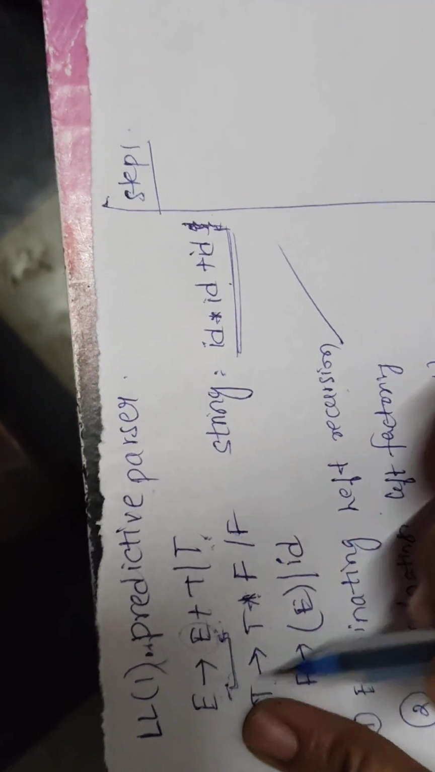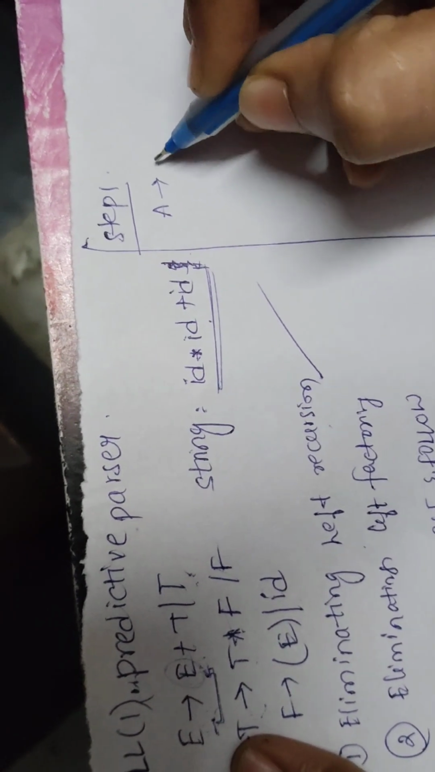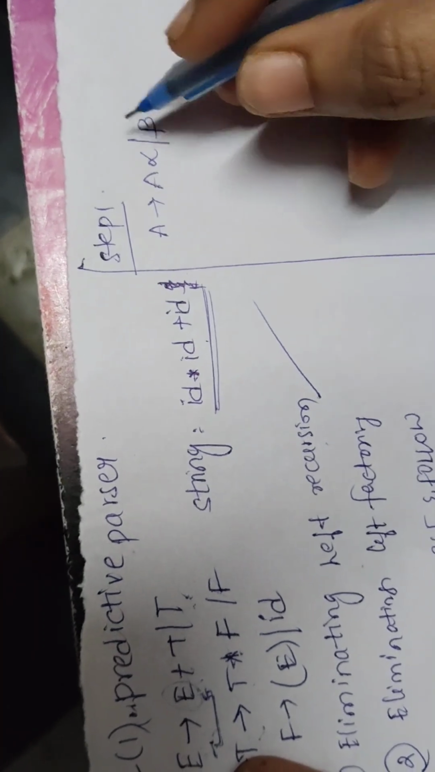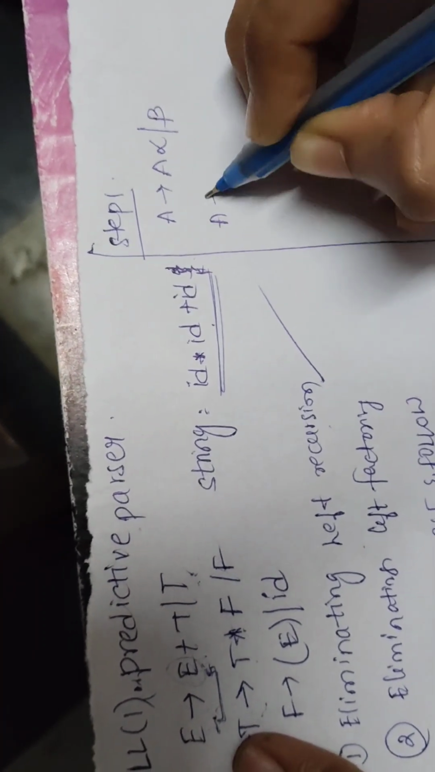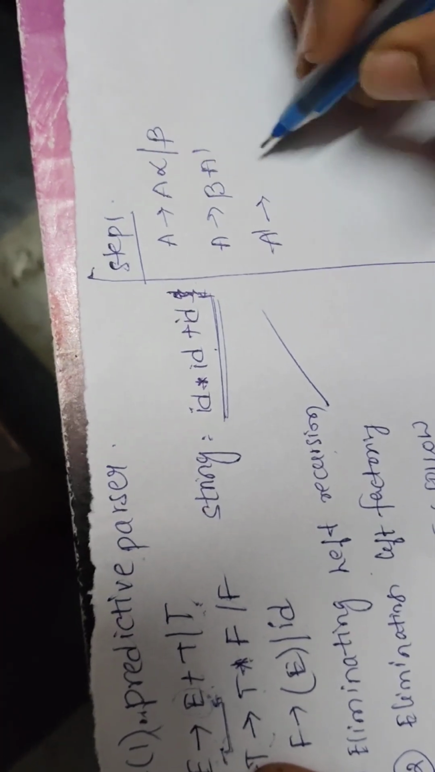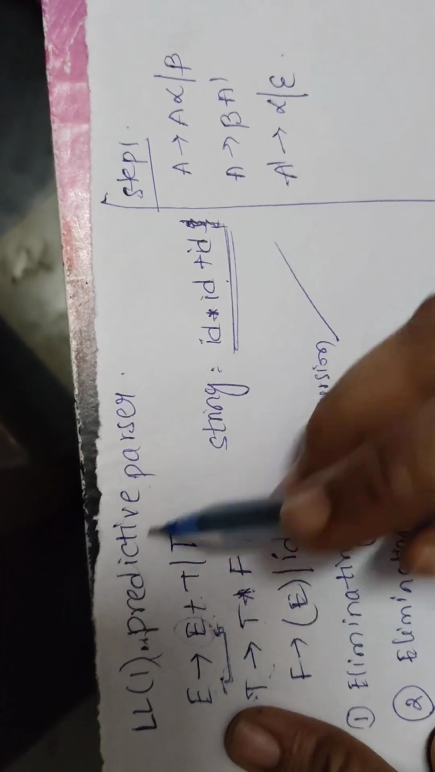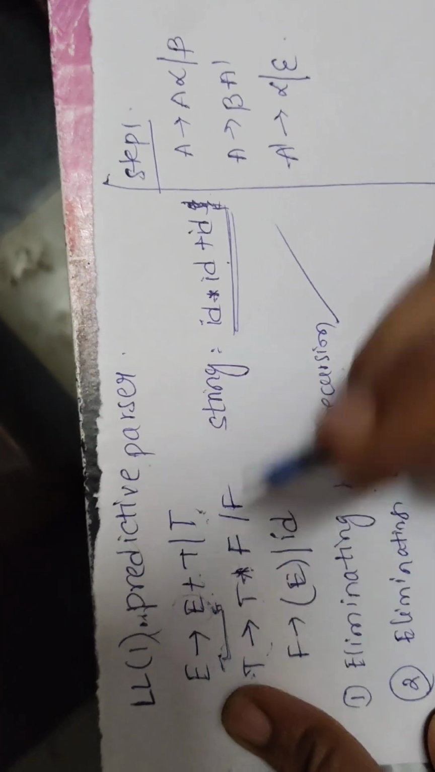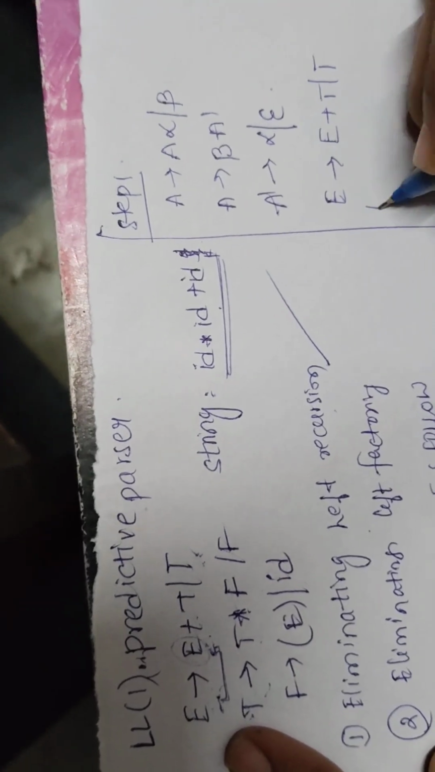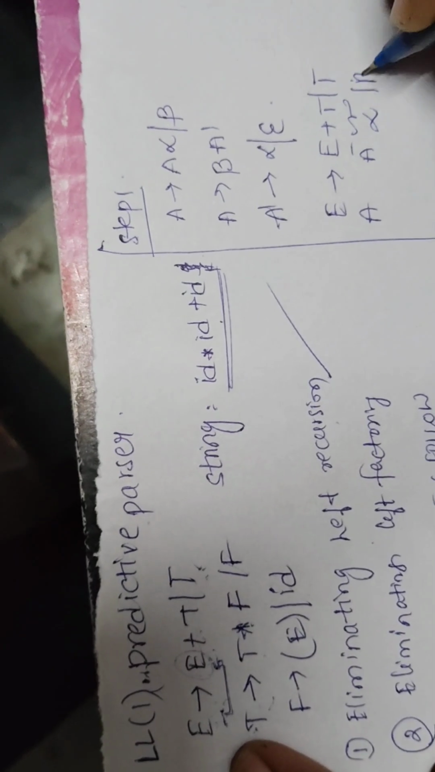So how to eliminate left recursion? We have a formula. If a grammar production is in the form A produces A alpha | beta, then you get A produces beta A dash, and A dash produces alpha A dash | epsilon. So this has left recursion, right? Let's take this grammar production: E produces E plus T. So this is A, this is also A, this will be alpha, this will be beta.